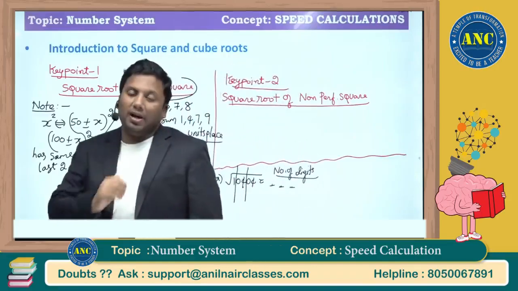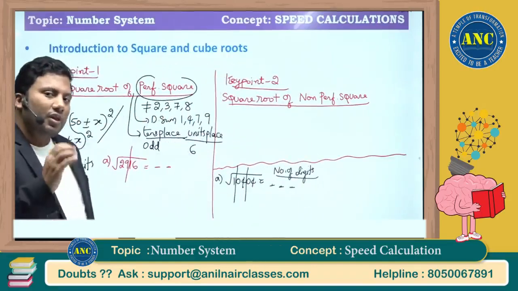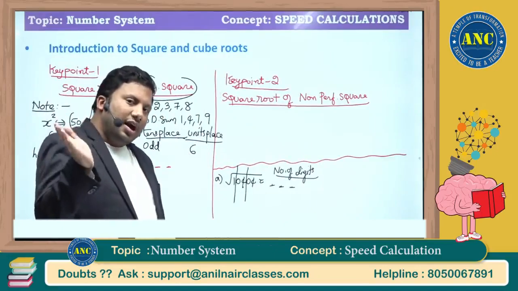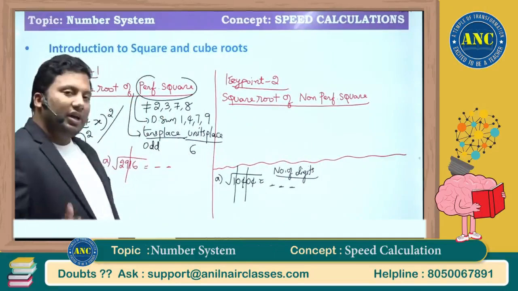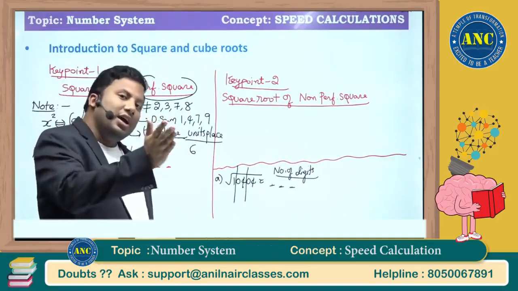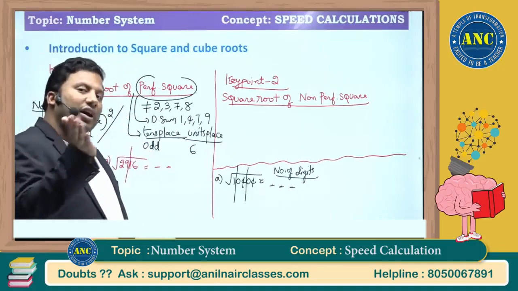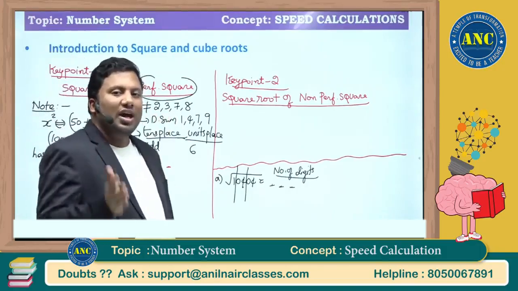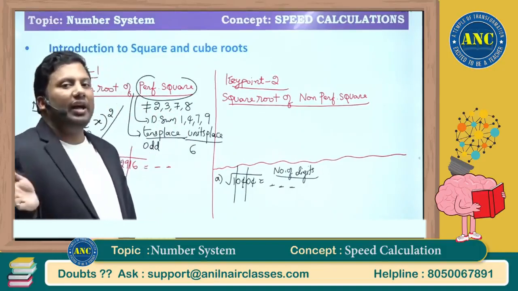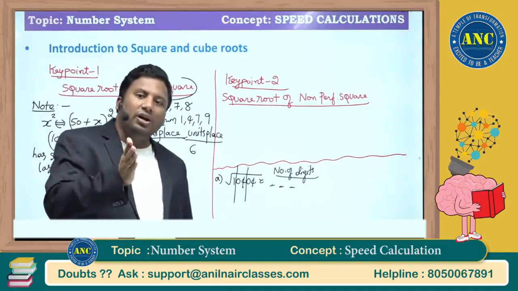Again, I am repeating, it's an extremely important learning. Start from RHS. Take a group of 3 digits for a cube root. If it is a square root, take a group of 2 digits. If it is a fourth root, take a group of 4 digits. Write down in your notes.